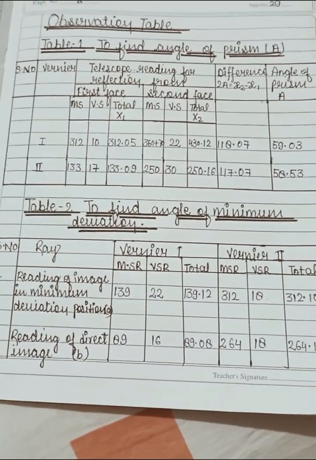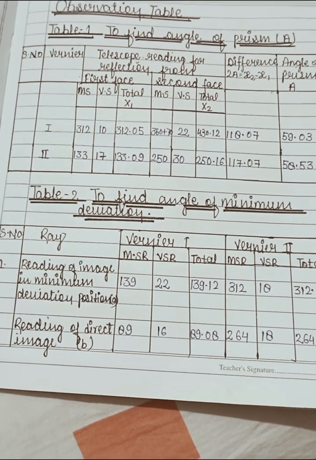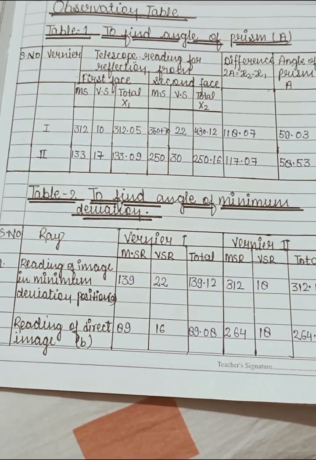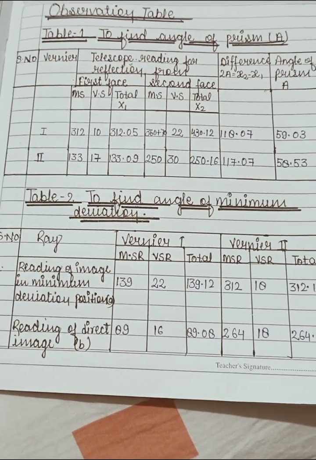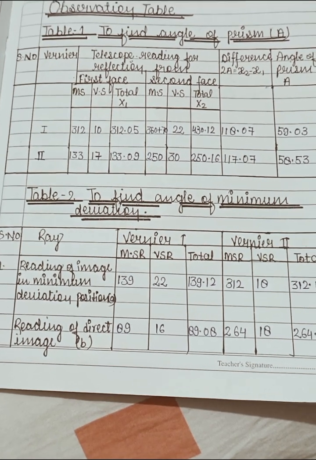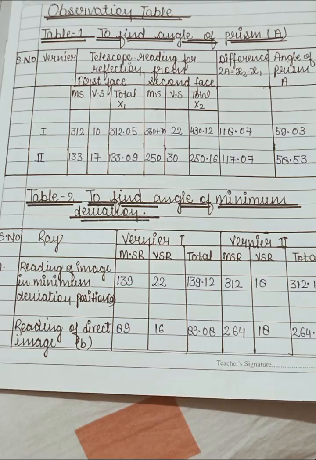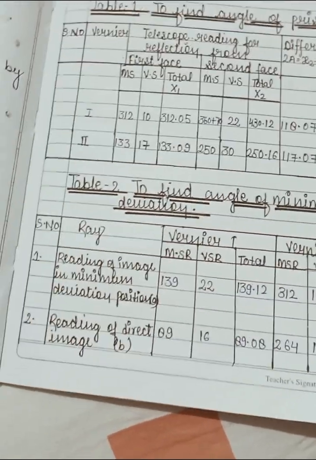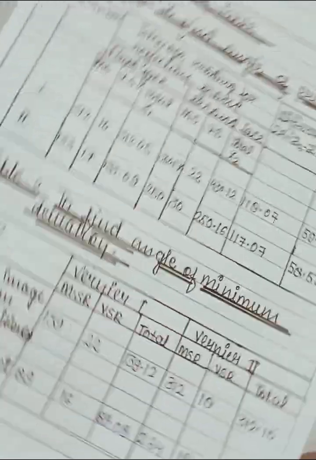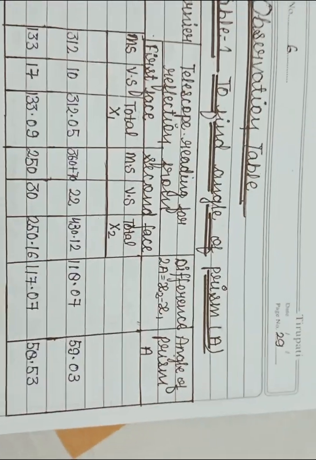ऑब्जर्वेशन टेबल फर्स्ट. टू फाइंड एंगल ऑफ प्रिज्म, first we record the telescope readings for the reflected rays from the two faces of the prism. From these readings we calculate the angle between the reflected positions and determine the angle of prism. Here you can see the table.